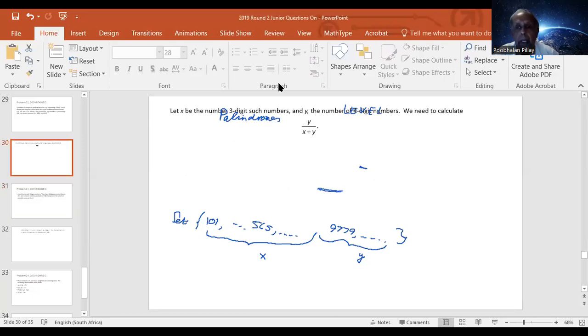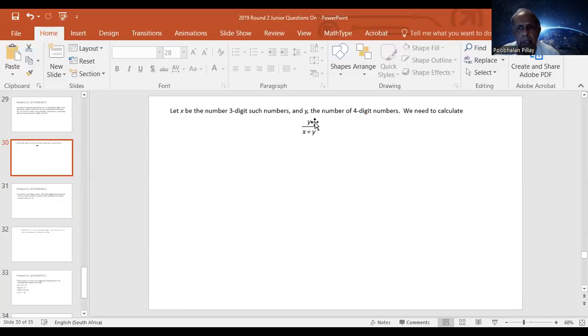Oh, this is the one. Okay, so that's what I said now. Let X be the number of 3-digit numbers and Y the number of 4-digit numbers. So we need to calculate the probability that the number you pick is a 4-digit number. So the probability will be the number of 4-digit numbers, all over the total number of numbers.